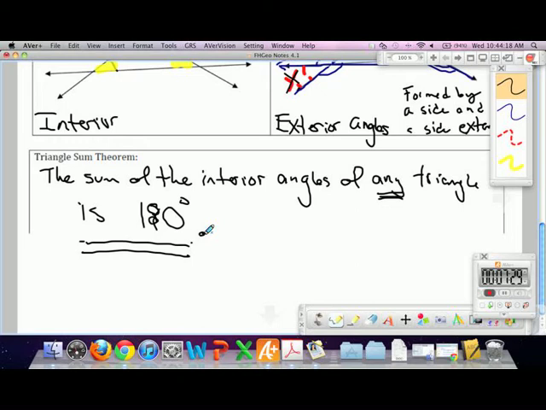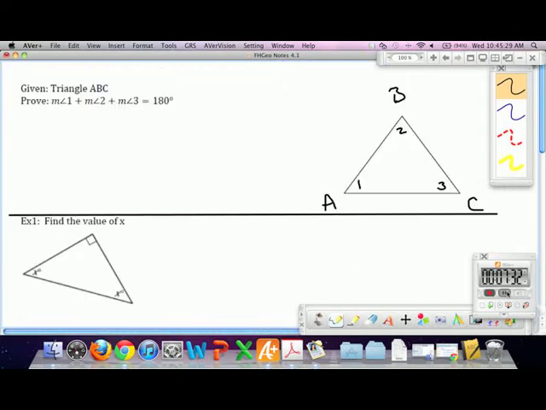So to explain why the triangle sum theorem is true, we'll just give an any old triangle, ABC, and label the interior angles so we can talk about them easier: angles 1, 2, and 3. We want to show why, if we add these together, you get 180. Here's a leap of faith that I wouldn't think you would think of immediately. I'm going to construct a line that's parallel to the bottom of this triangle.